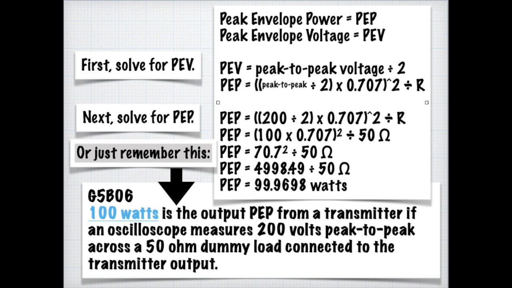And we take the result of that, square it, and divide that by R. And you can see the math and the results there. Or you could just simply remember that 100 watts is the output peak envelope power from a transmitter if an oscilloscope measures 200 volts peak to peak across a 50 ohm dummy load connected to the transmitter output. Take your choice.